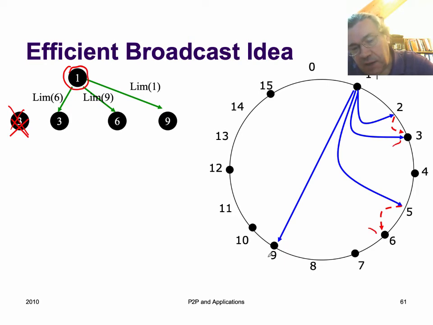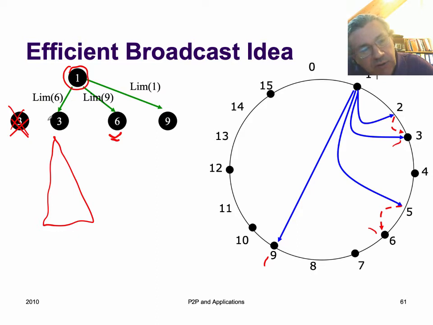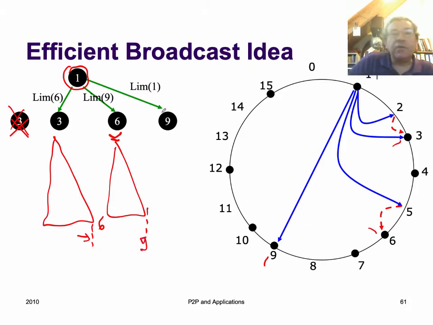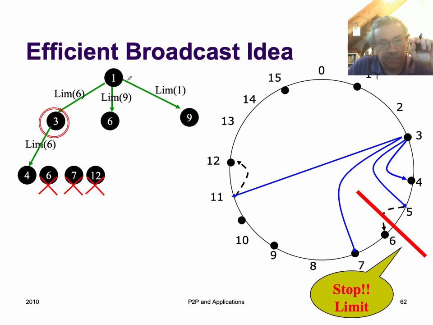3, 6, and 9. But the message that we send to 3 will have a limit of 6. Since we're already sending a message to 6, 3 does not have to go beyond 6. It can stay less than 6. And the 6 one has a limit of 9 because we're already sending a message to 9. So each of the messages going to 3, 6, and 9, because of these limits, will remove all the redundant messages. We'll only look at a particular slice of the tree.